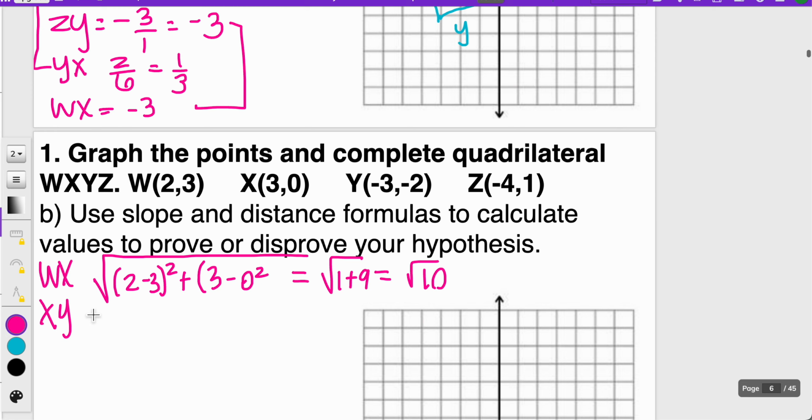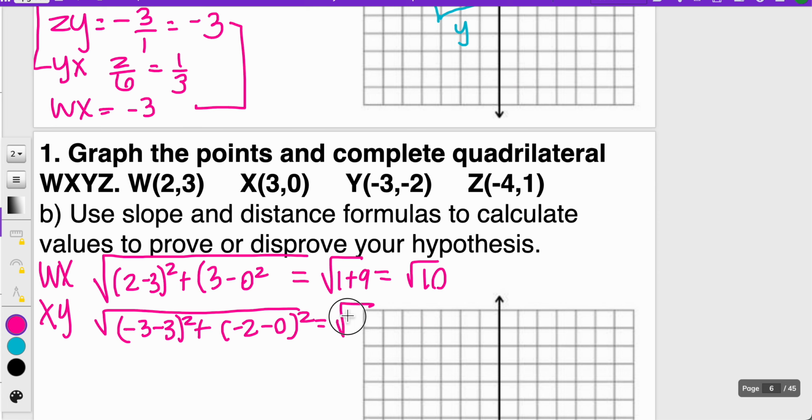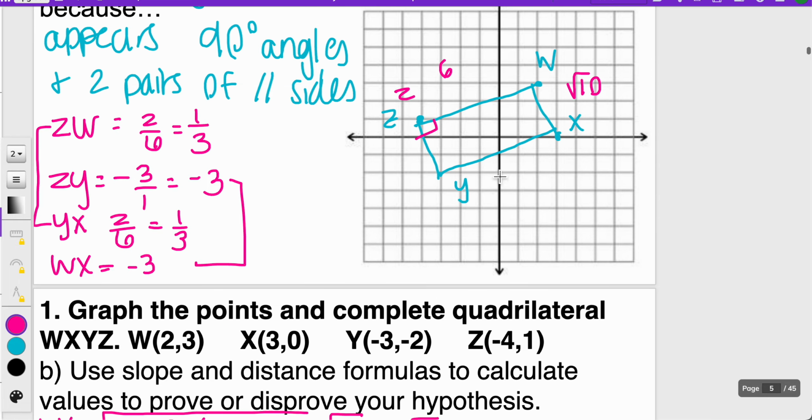XY would be next. XY, I'm going to do x minus x squared and y minus y squared. So -3 minus 3 squared for my x's plus -2 minus 0 squared for my y's. That'll be 36 and 4, which is square root of 40. So XY is the square root of 40.